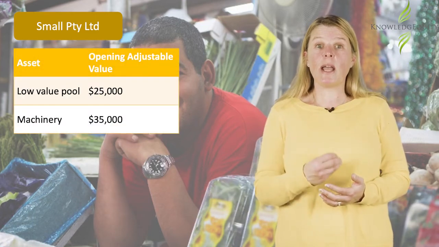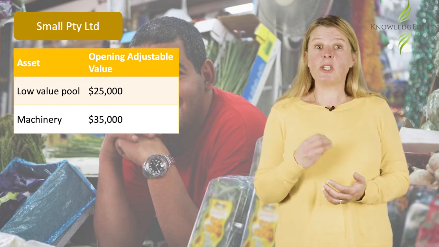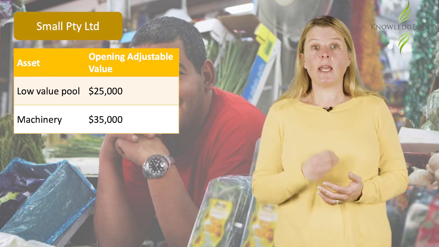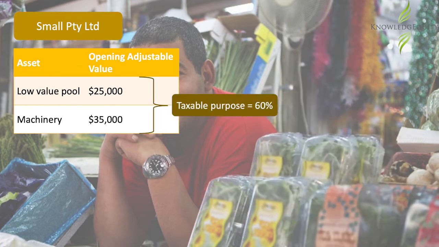Small Proprietary Limited carries on a business and has a low aggregate turnover. Small Proprietary Limited elected to use the SBE Capital Allowance system during the income year just ended. The asset register items are used 60% for earning assessable income and 40% for exempt income.